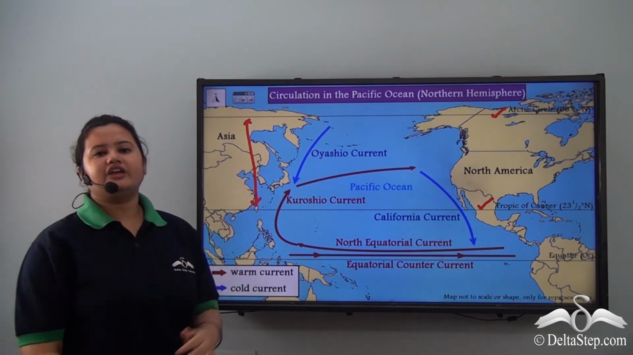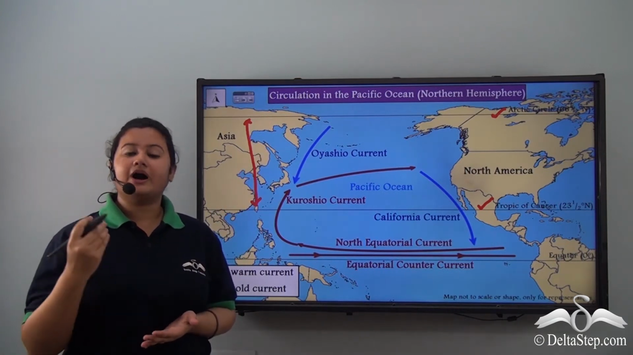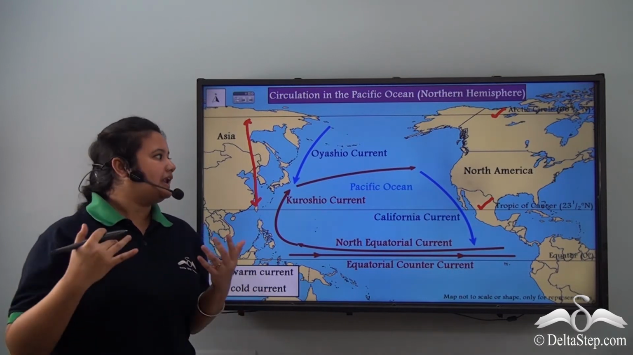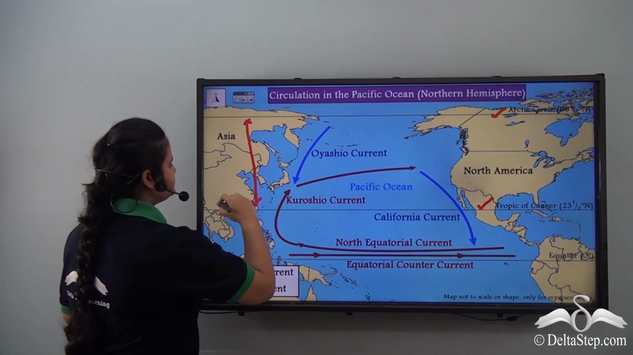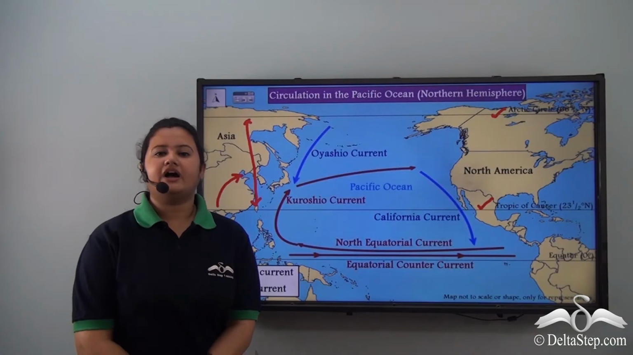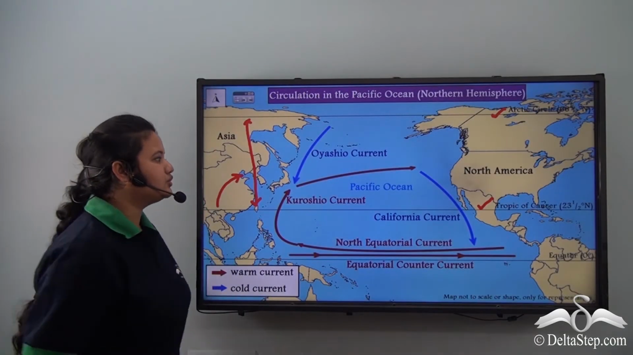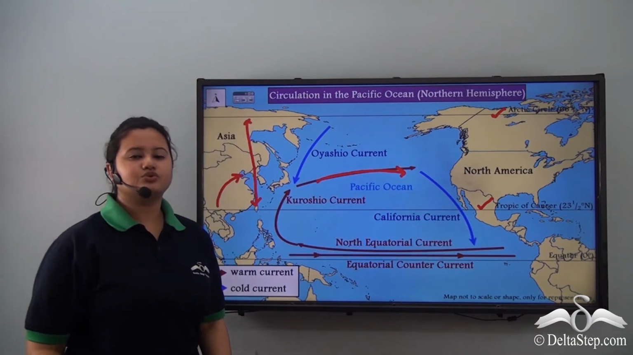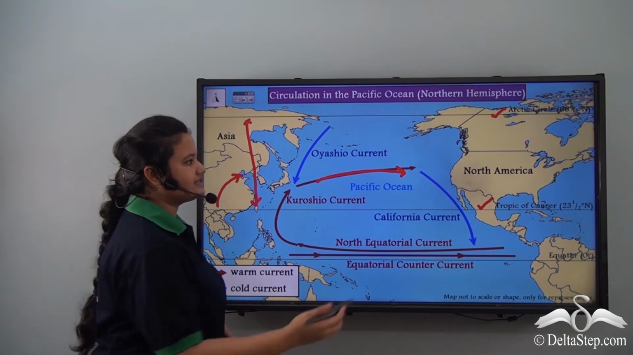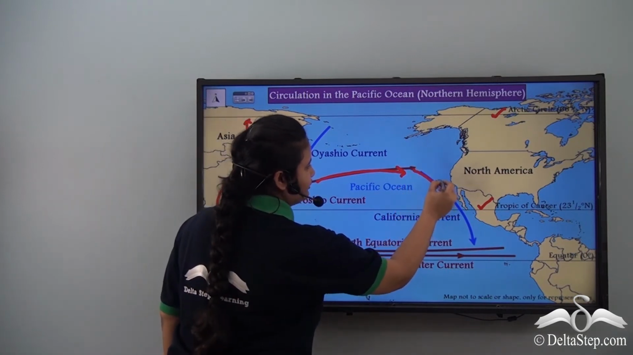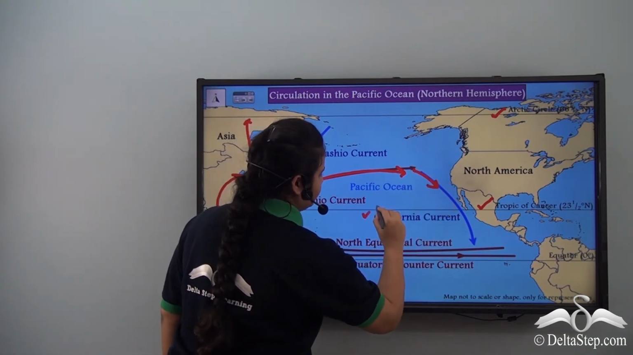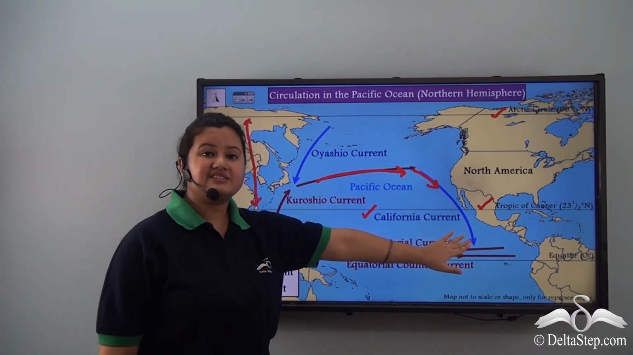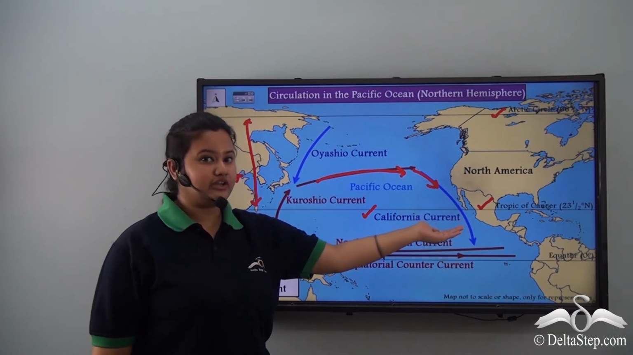So here we know that in the temperate zone a planetary wind called westerlies are very prominent. Now westerlies flow in this direction. Now under the influence of westerlies, the Kuroshio current flows this way and then again due to Coriolis effect it deflects like this and flows as the California current. Here you see that California current is a cold current as it is marked with blue.